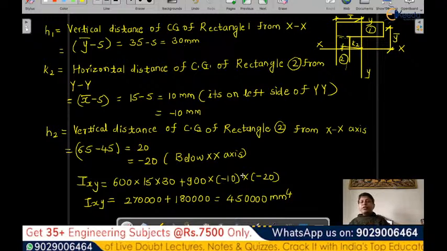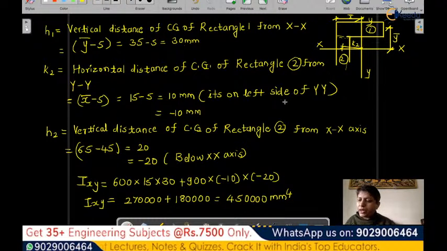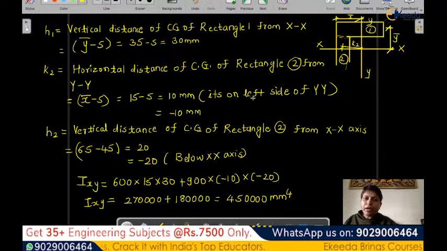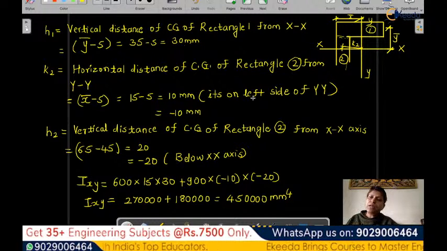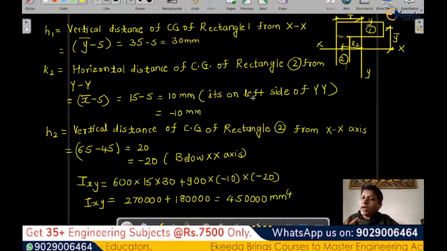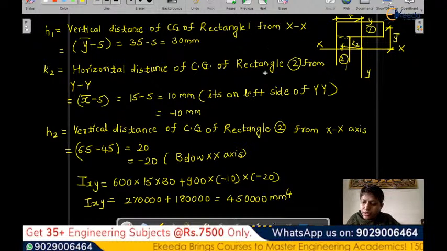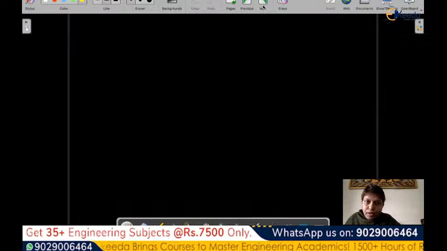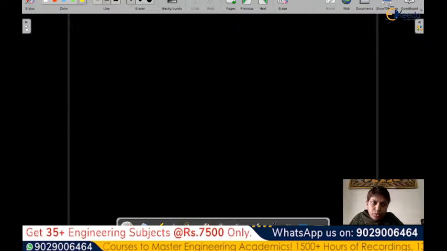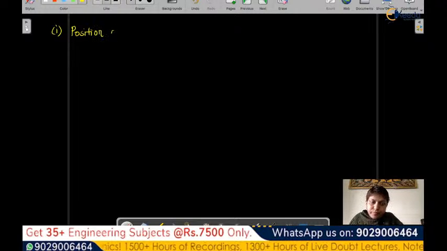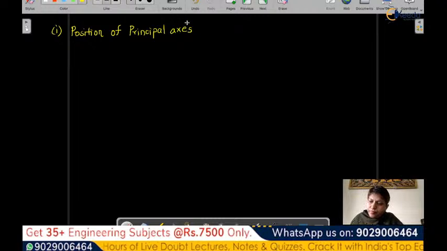Once we do this calculation, then we will be finding out the position of principal axis. Now we have done all the background work. Once we are done with this calculation, then simply substitute in the formula and get the final answer. So we are approaching the actual solution. Position of principal axis.